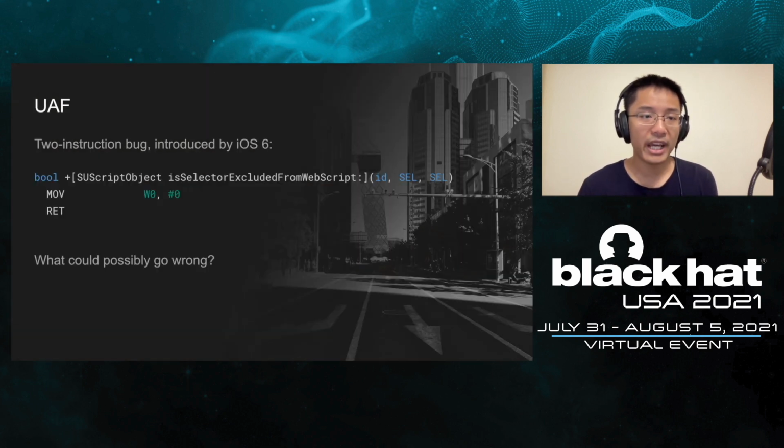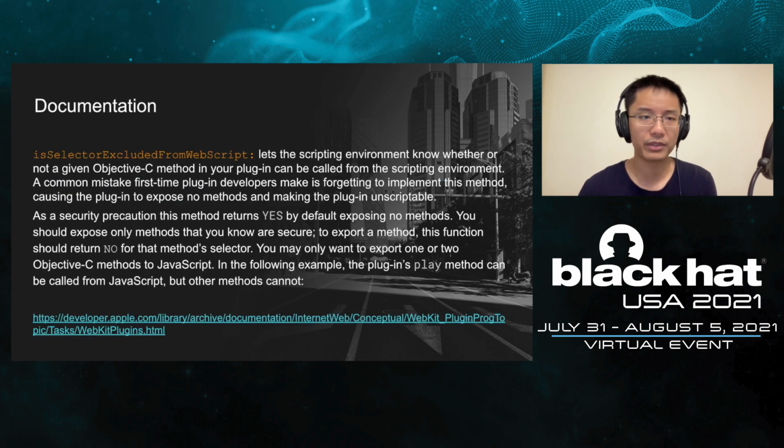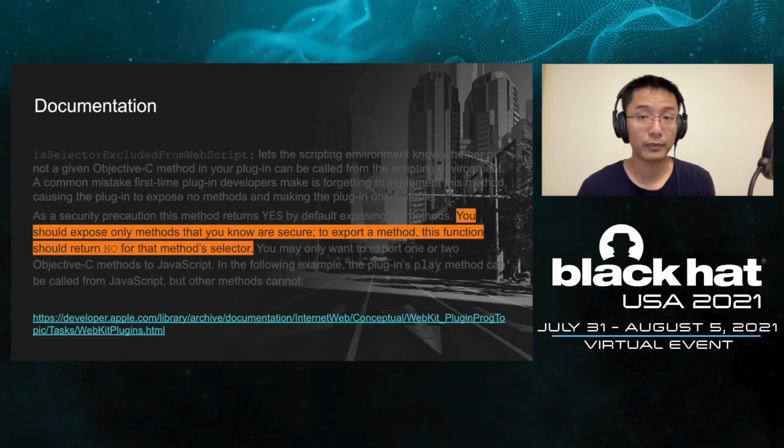Now this is a UAF with only two instructions introduced by iOS 6. In this method, if the selector is excluded from web script, it always returns 0. So what could possibly go wrong with this? Here's part of the documentation. It's too long, didn't read.